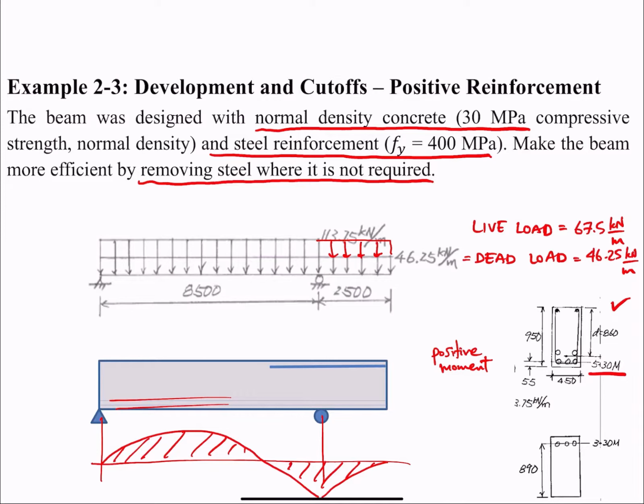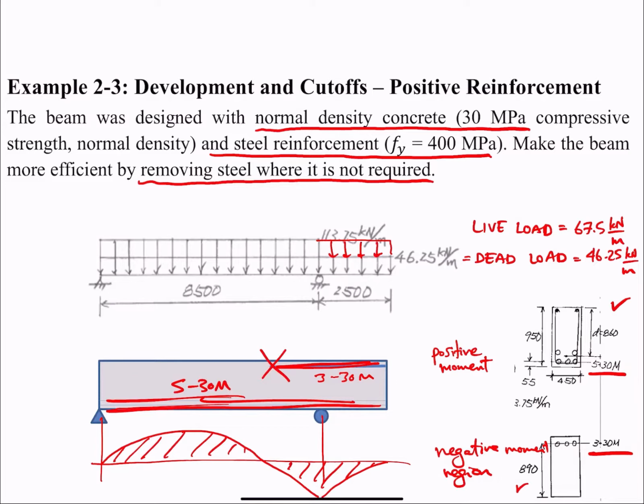In the negative moment region, we have 3/30, and we also have the geometry of it. So these 3/30 are this reinforcement. This reinforcement is 3/30, and this reinforcement over here is the 5/30. So they are asking where to cut this reinforcement. Here they are wondering if we can cut some of it, and then the rest. So this is what the problem is asking us.